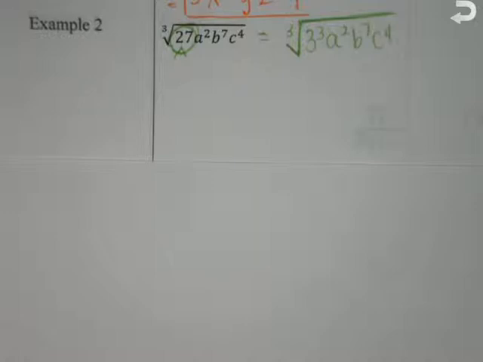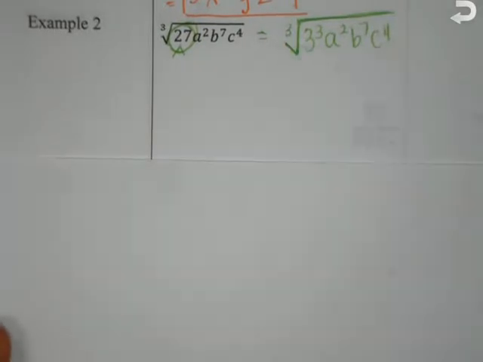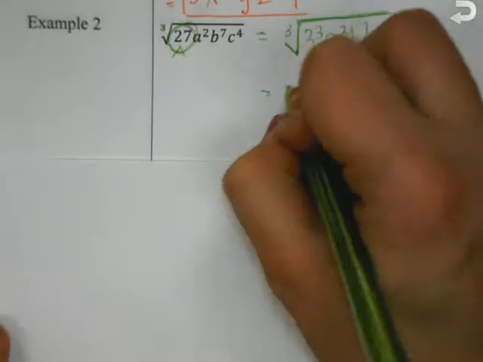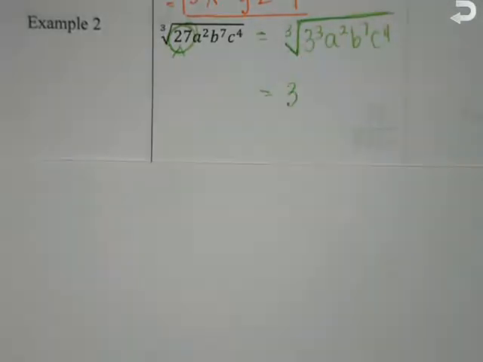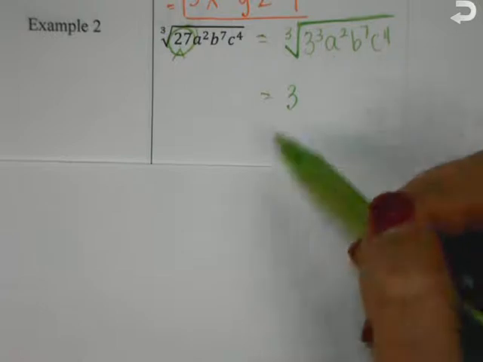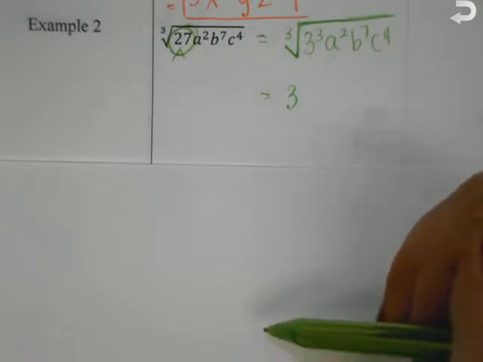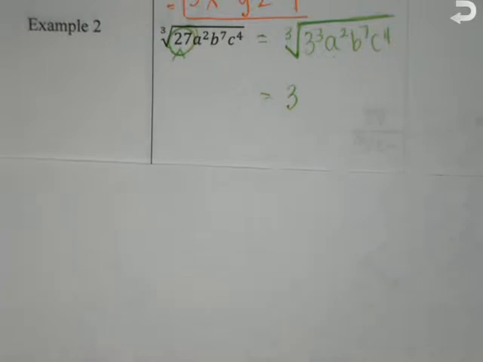So what would be the cube root of 3 to the 3rd? 3. So this is 3 on the outside. What about the cube root of a squared? Can I take the cube root of a squared? It'd be a to the 2/3, but can I pull it out of the root? No, because there's not enough. What about the cube root of b to the 7th?